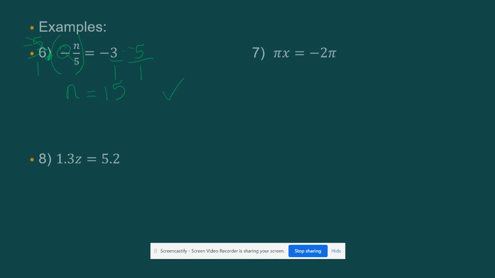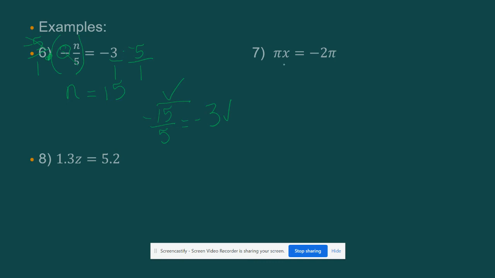Of course, we can do a check and say, all right, if I replace n with the 15, negative 15 divided by 5, is that equal to negative 3? Yes, it is. So our answer is good.